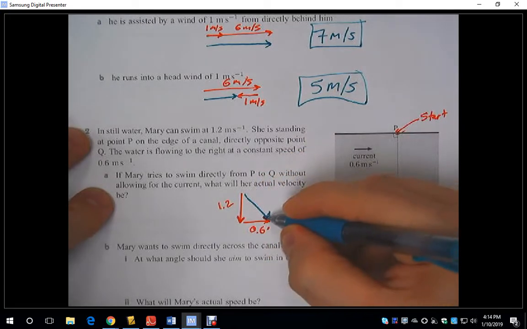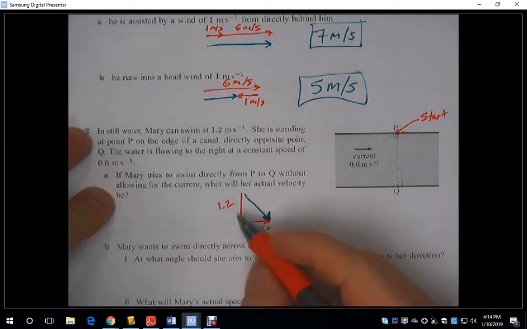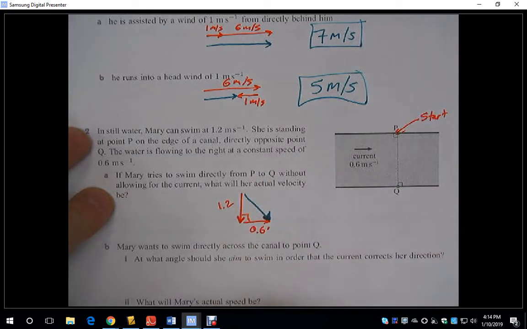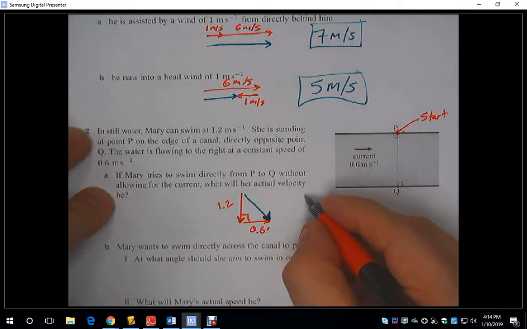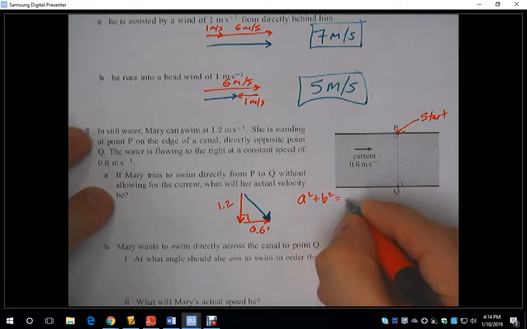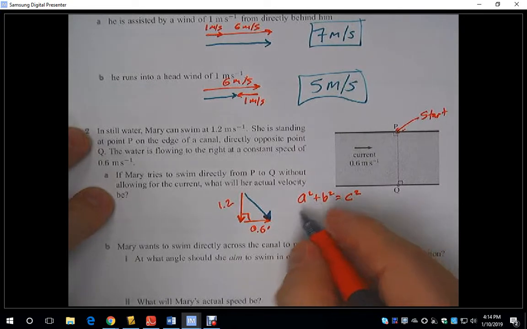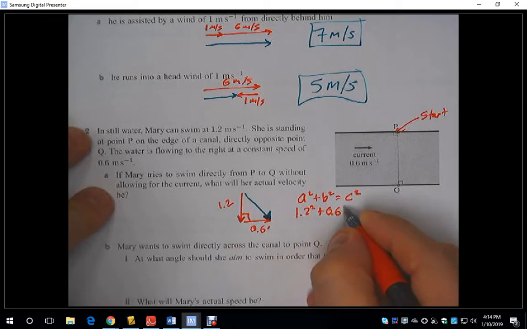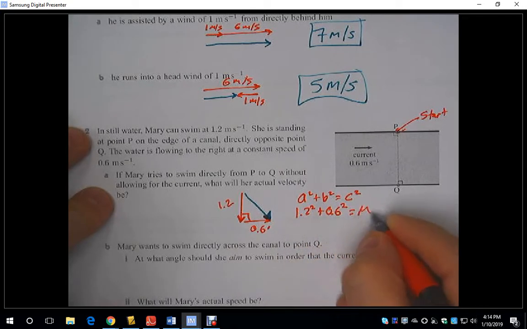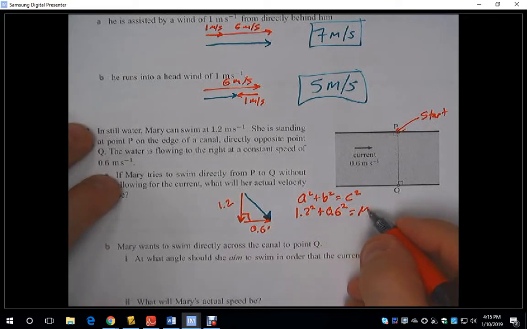Now this turns out to be a super easy problem because what I have here is a right triangle. What comes to mind with the right triangle is the Pythagorean theorem of a squared plus b squared equals c squared. The a and b are interchangeable because we're adding them, so we'll just plug these in. So I have 1.2 squared plus 0.6 squared equals my magnitude squared. I don't want to know magnitude squared, I want to know magnitude, so I'm going to square root both sides.